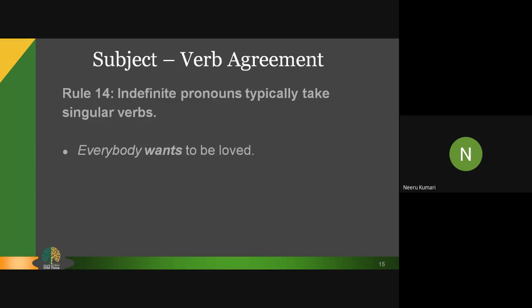So whatever the subject is, say for example, if the subject is nobody, still it would be nobody wants to be loved, nobody wants to be hurt, nobody wants to be ignored. So here you should always remember it would be does form. So if I'm writing a sentence in continuous action, for example, everybody is playing, everybody was playing.